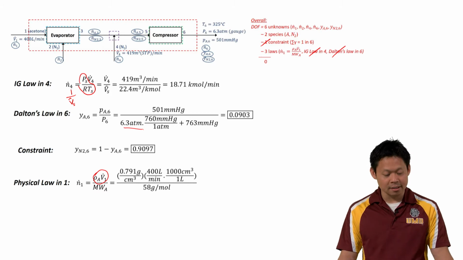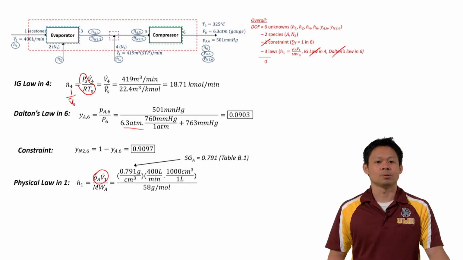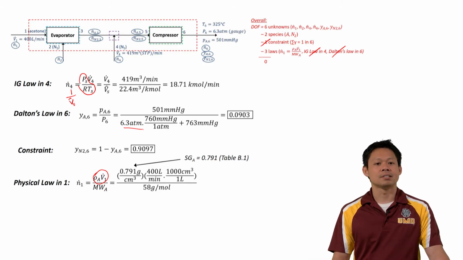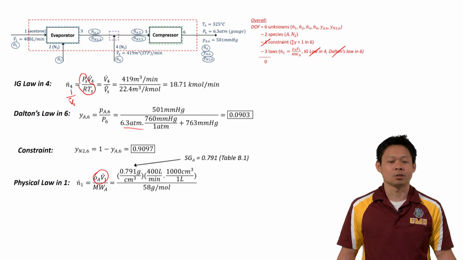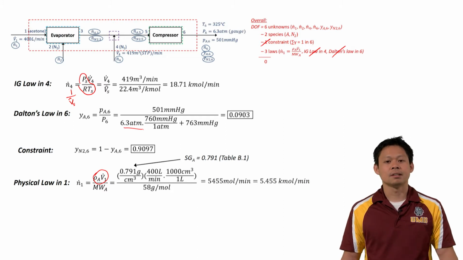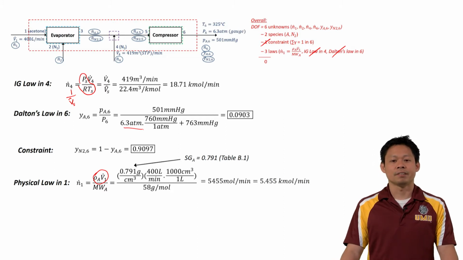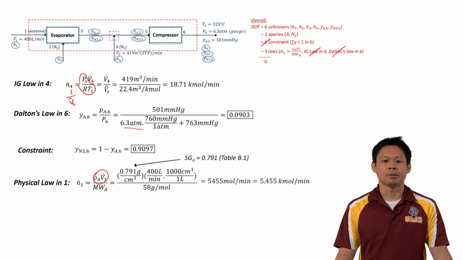How do we get the density? That's from table B1, and you can look up the specific gravity of acetone as 0.791. And so multiplying that by the reference density of 1 gram per centimeter cubed, that's how I get my density of acetone. And you know the molecular weight of acetone. Put them all in, make sure the units are consistent, and you end with 5.55 kilomoles per minute of N1 acetone going into the evaporator.